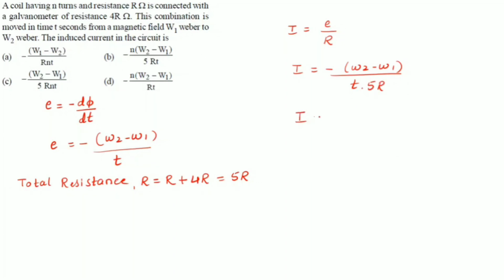So the final equation is I equal to minus, for N number of turns we can write N into W2 minus W1 divided by 5RT. So the right option is B.